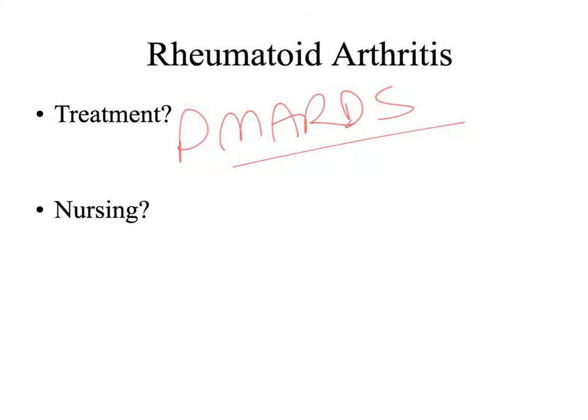It is thought that no food causes or cures rheumatoid arthritis. However, healthy nutrition is generally supported.